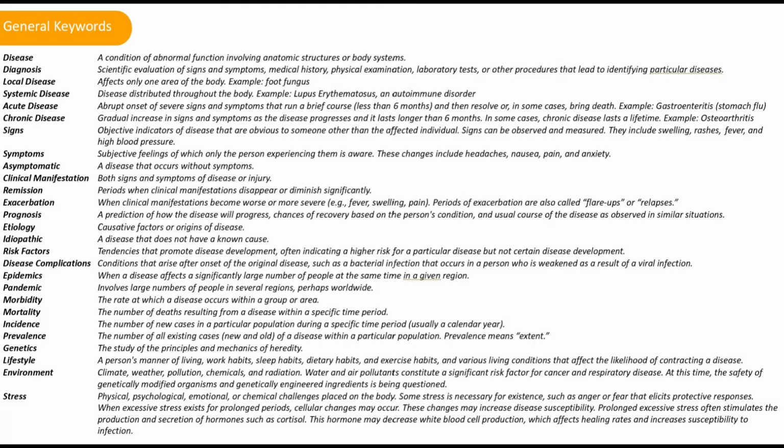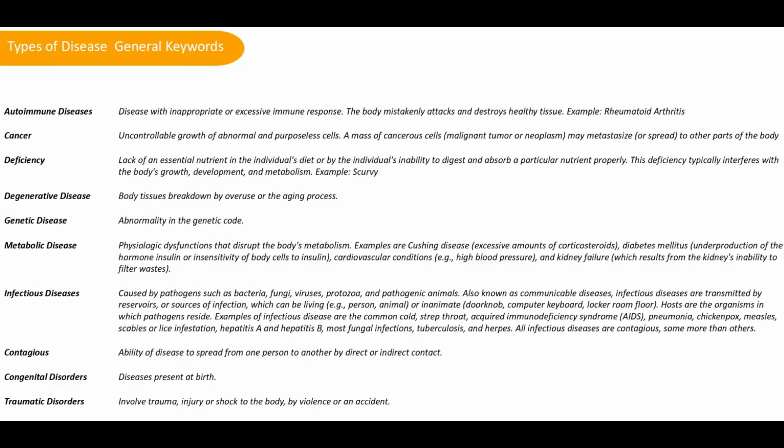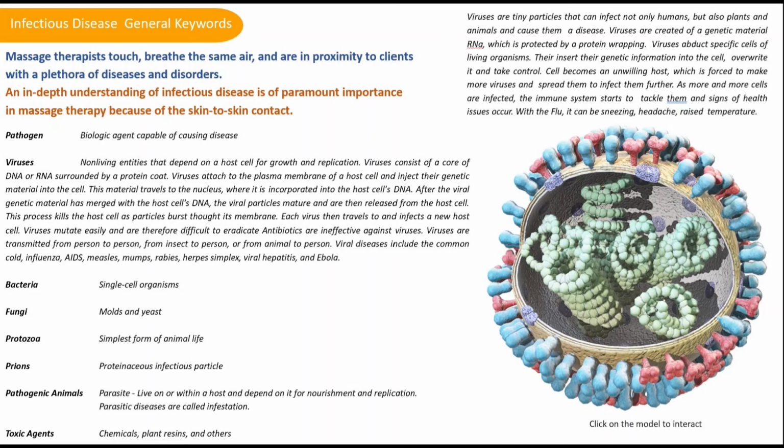So here are some general terms you definitely need to know, and some more terms that you definitely need to know. And here's some about bacteria, toxic agents. No, we're not talking about ex-friends or family members. These are chemicals, plant resins, and other things that can cause rashes, diseases, etc. Please, please pay attention to these key terms. Download the file, study them.